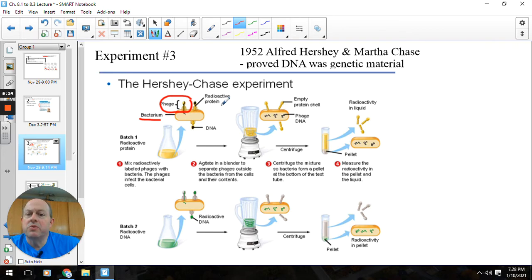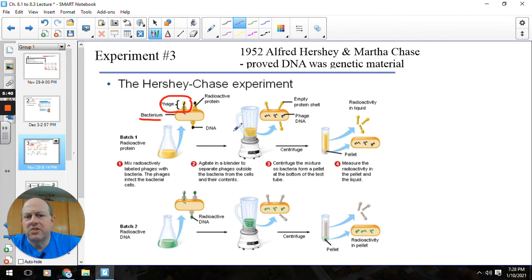And so what we did was we labeled the proteins of the viruses. We know viruses are made of protein coats, and then either DNA or RNA on the inside. Well, this particular virus was DNA. So we radioactively labeled the proteins. It injected into the bacteria. Then we took just a common household blender and blended it up to where the viruses were floating around and the bacteria was floating around.